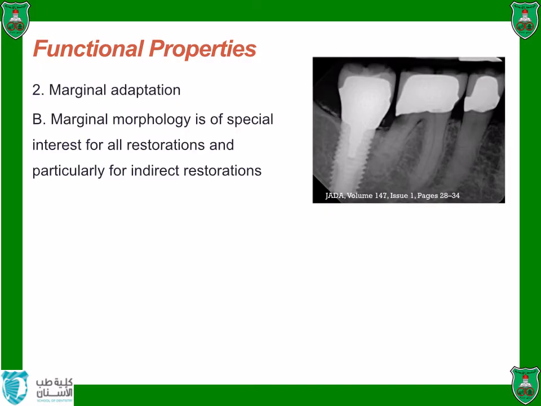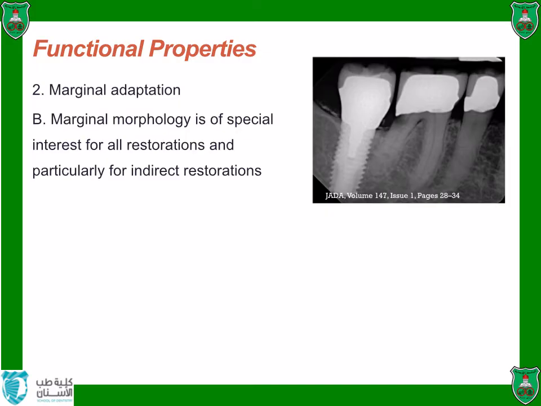Now, the morphology of the margin is very important in indirect restoration, and you will learn next year about the type of finish line, either chamfer, shoulder, or combined. This morphology of the finish line or the margin should be suitable for the material you use. If you use, for example, ceramic crowns, the finish line should be different than using metal crowns. So marginal morphology is of special interest for all restorations and particularly for indirect restorations.